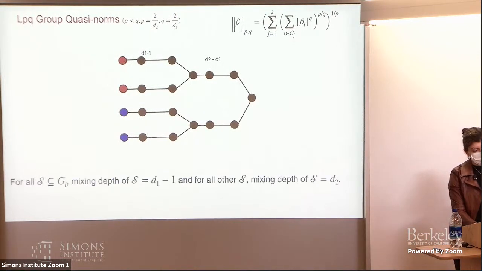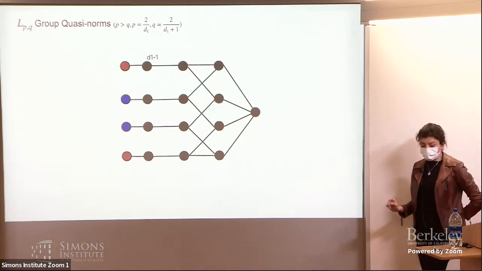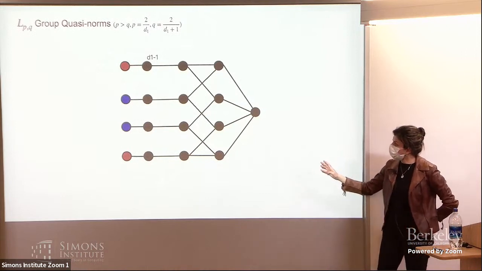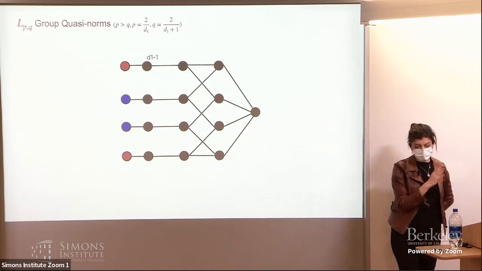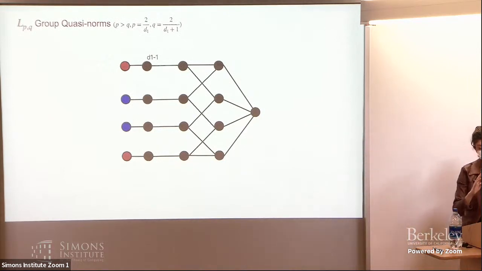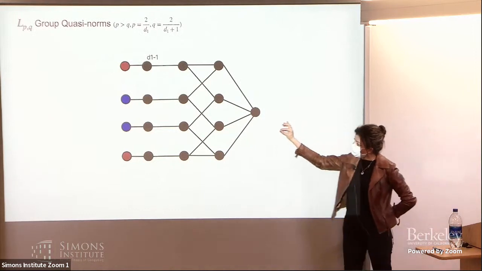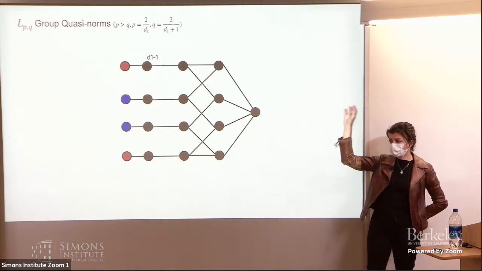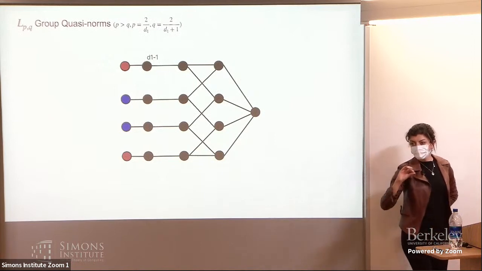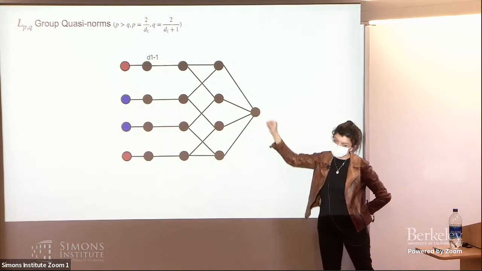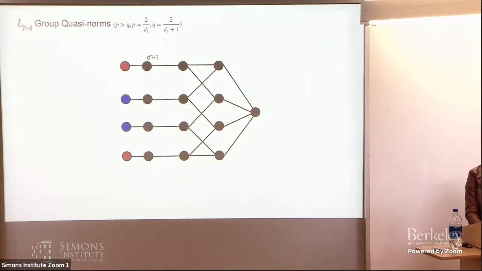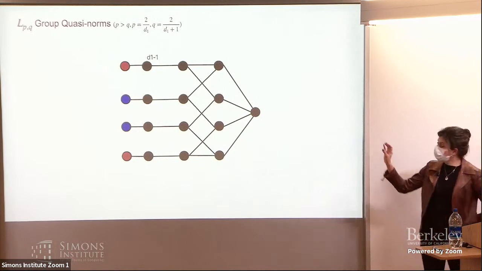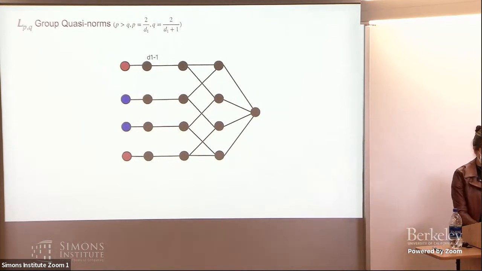For the other case that P is greater than Q, the representation is slightly different. For D1 minus 1, so D1 is 2 over P, for the first D1 layers, you just have diagonal. But the next layer, you have one node corresponding to each element of the Cartesian product of the groups. So you have one node that's connected to one element from each group, and so on. That's how you're mixing different groups with each other. And as I said, for the general case of P greater than Q, the architecture is not known.